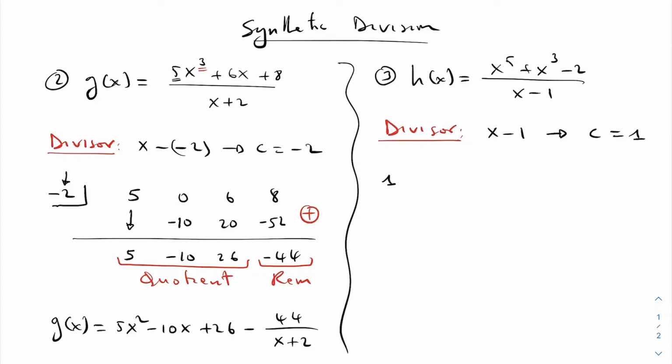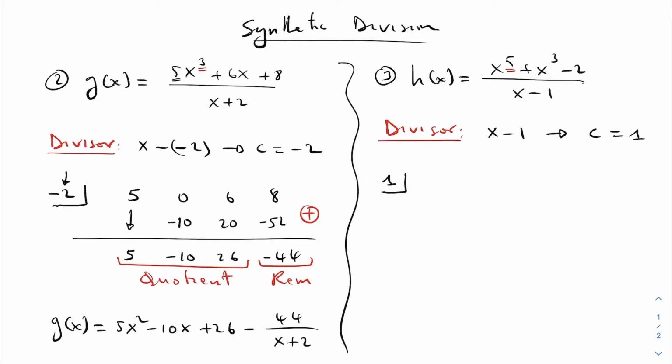And so I'm going to put that here in the corner, 1, and notice that in our dividend here, we are missing a bunch of terms. We are missing x to the power of 4, x to the power of 2, and even x to the power of 1. So all of those coefficients are going to be 0 by default. And when I write the coefficients for my dividend, I should keep in mind that since the degree of my dividend is 5, I need to write 6 coefficients here.